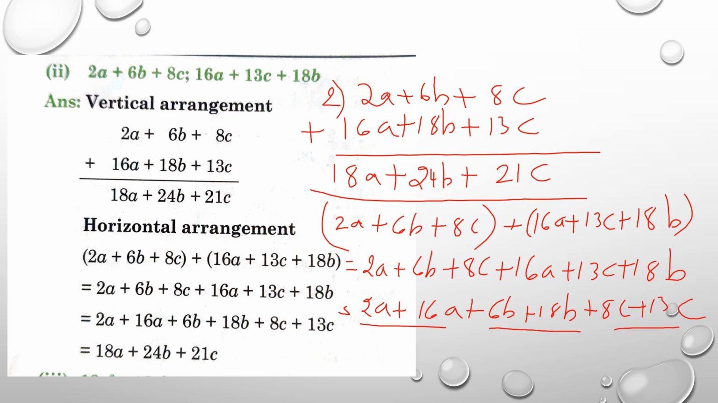So 2 plus 16 is what? 18a. 6 plus 18 is what? 24b. And 8 plus 13 is what? 21c. So this is your answer.